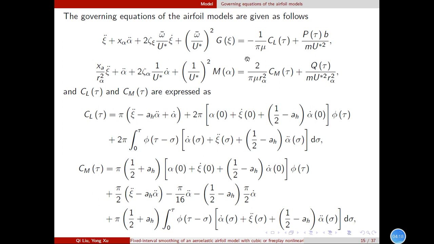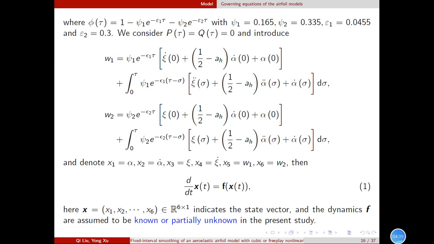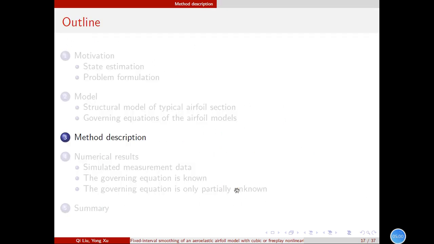The governing equations of the airfoil model are given as the following equations, and the lift coefficient CL and the pitch moment coefficient CM are expressed as the following equations. Then, the governing equations of the aeroelastic airfoil model can be rewritten in a state equation form as equation 1, in which the dynamics F are assumed to be known or partially unknown in this study.